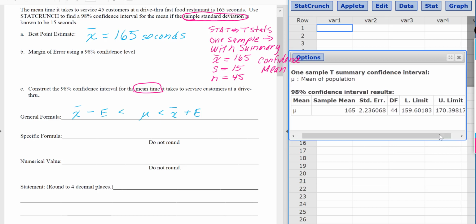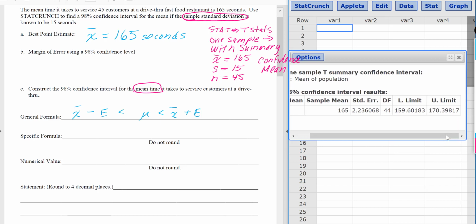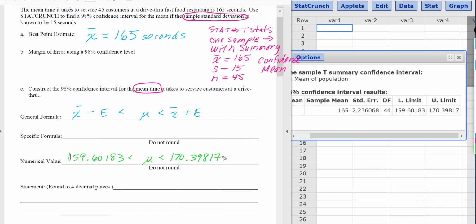In this, it gives us our sample mean. Unfortunately, remember, it does not give us our margin of error. I wish StatCrunch would give us that. It gives us our degrees of freedom, and then our lower limit and upper limit. So our answer is 159.60183 as our lower limit, and 170.39817 as our upper limit.